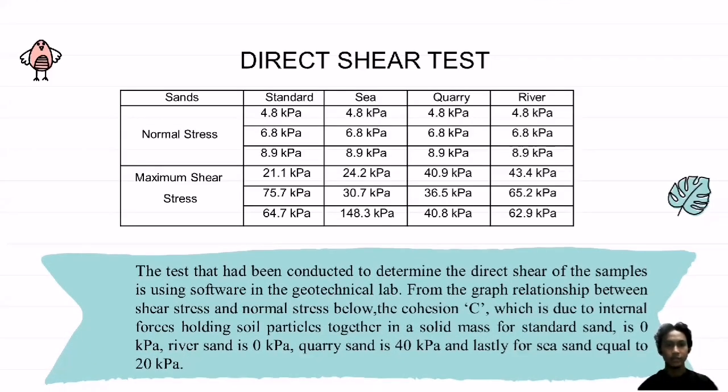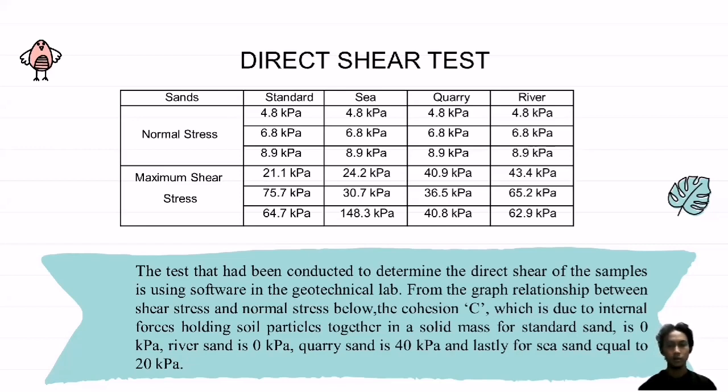For the direct shear test, as you can see, this is the table that we got from our analysis, which consists of standard, sea, quarry, and river sand. And on the left side are the values that we took, which are the normal stress and maximum shear stress.